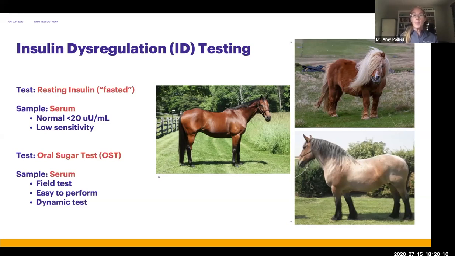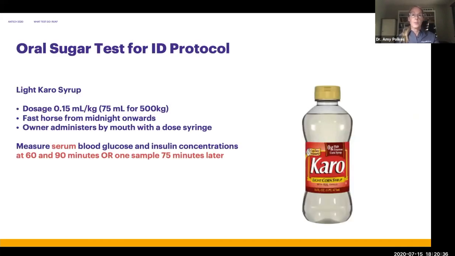So we really recommend more dynamic testing, and probably the easiest test to run would be the oral sugar test. There are certainly more complex tests that can be run, but those are more clinic or research situations, and this is just very simple to run. The sample that you're going to want for this is serum for insulin. And again, it's a field test, easy to perform, dynamic. And this is what the oral sugar test protocol is.